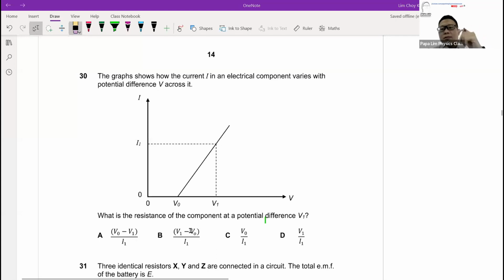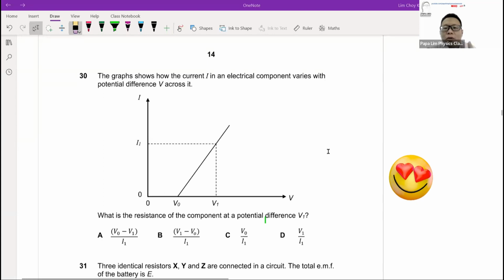Now question 30 is an interesting one. The graph is an IV graph of a certain component. After that, he asks for the resistance of the component. We have voltage V1. Before we do it, let's run through the basics of resistance.